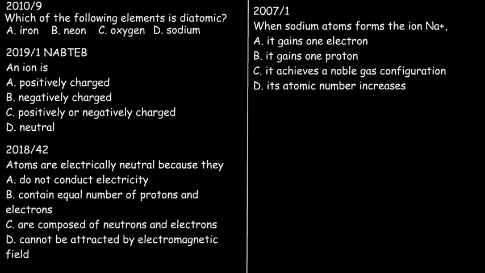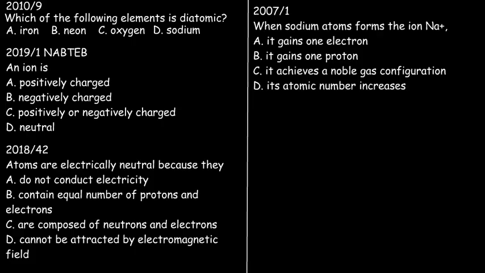Our next example is for 2007 and it states that when sodium atoms form the ion Na+, A. It gains one electron, B. It gains one proton, C. It achieves a noble gas configuration, D. Its atomic number increases. Now for our solution, all elements ionize to obtain the noble gas configuration. In the case of sodium, it has one electron in its outer shell which it loses and is left with 8 in the outer shell, which achieves a noble gas configuration, and the correct option is C.